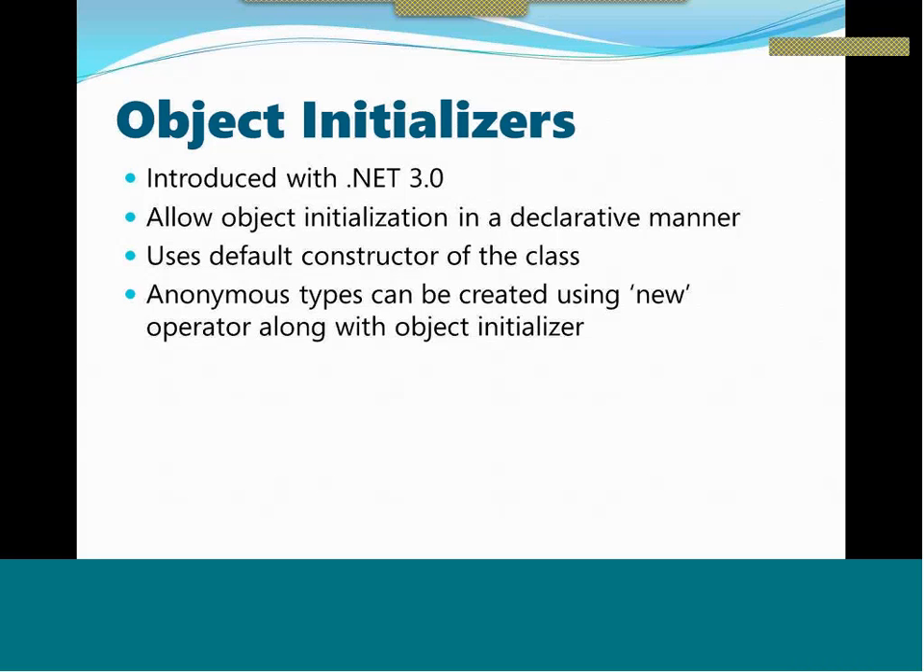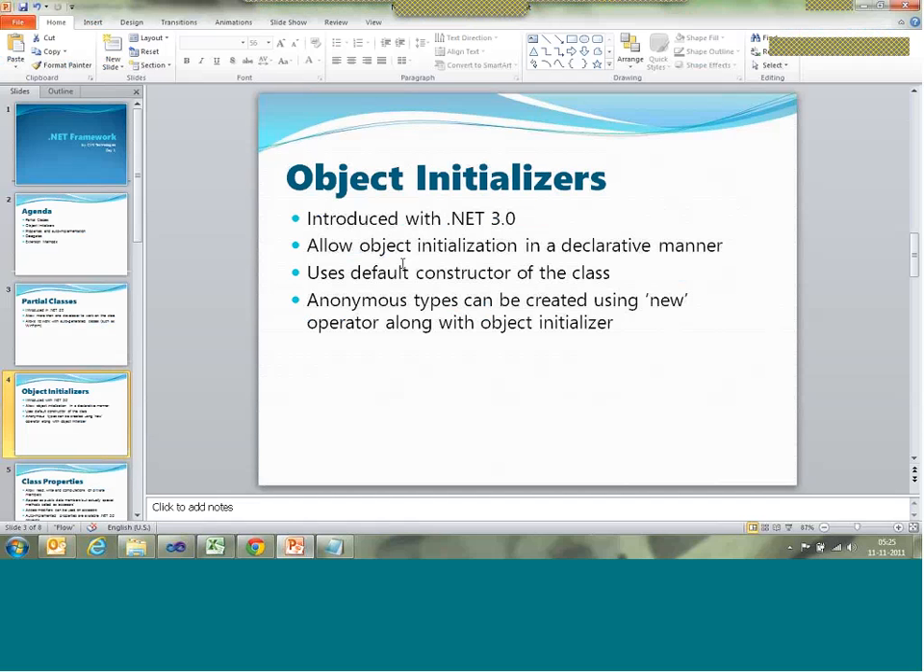And then we can create anonymous types, that is, a type without a name, by using an object initializer along with the new keyword. I'll show you how to create that. So let me switch back to Visual Studio to demonstrate this topic.